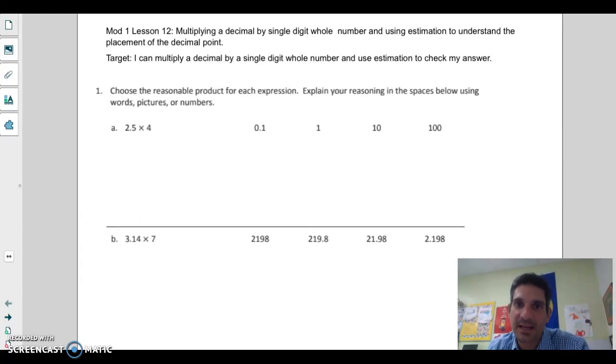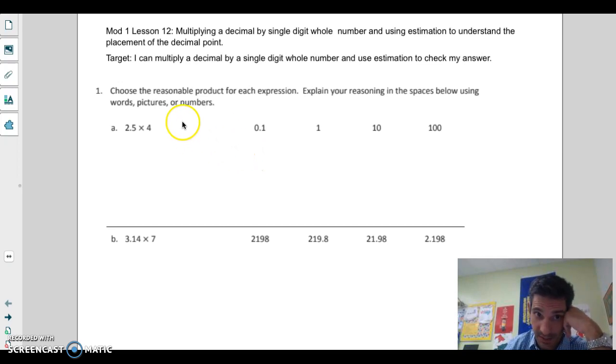Now we're going to be multiplying a decimal by a single digit. So it's going to be the same thing, but we're not going to be using the area model. We're going to be kind of estimating. So we're not going to be doing a ton of work, but we will have to write because it says explain your reasoning. So you have to do a little bit of writing, okay guys? So it's not just circle and I'm done.